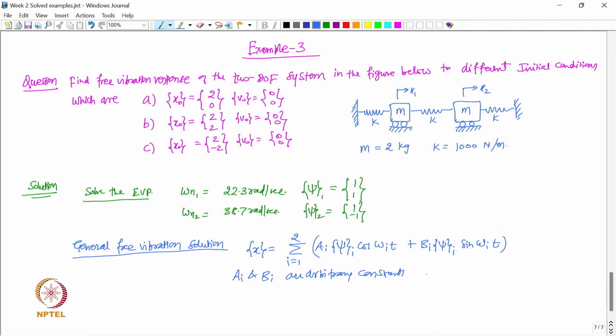Correct, and they depend on initial conditions. Their values depend on the initial conditions. What are the initial conditions? Correct. So, let us now take the initial conditions and solve for A I and B I, correct. So, let us go to the next page.